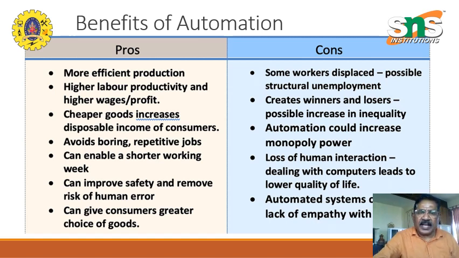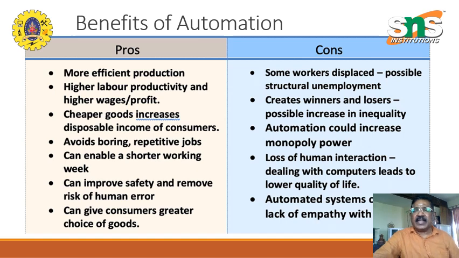It avoids boring and repetitive jobs. When anything is boring to a human being, fatigue sets in and the quality also comes down, so we can definitely bring in automation there. It can improve safety, and it can remove human error. It can give consumers greater choice of goods. That's the benefit of automation. I can automate certain things, and then for a vehicle, I can give it in multiple colors. If I automate this, the cycle time of production can be brought down.